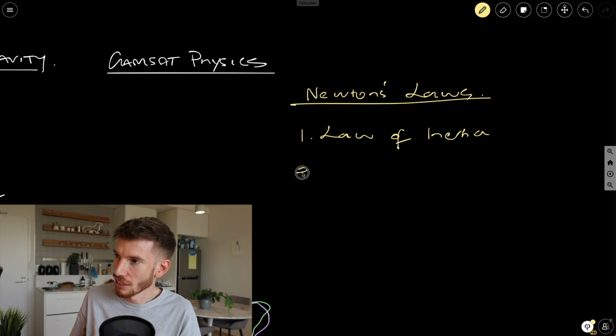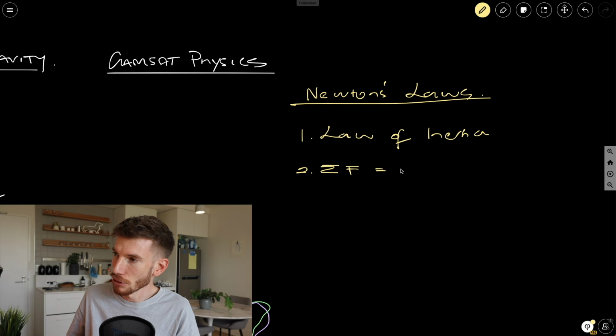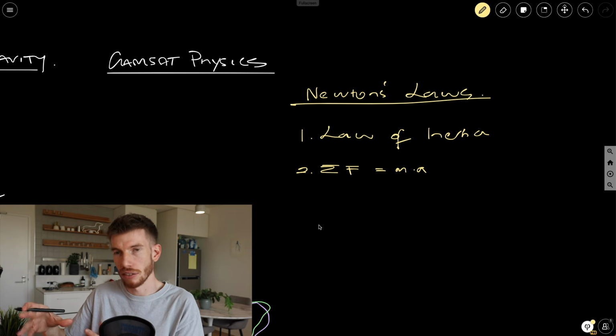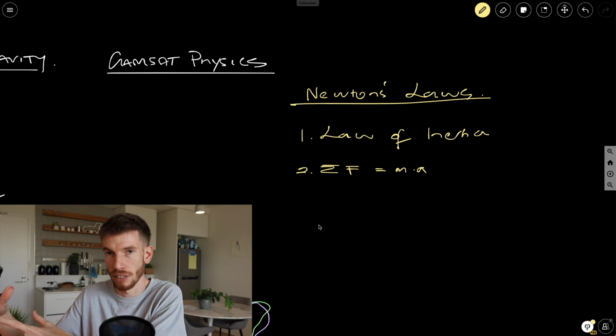The second one is then probably the one that we use the most. So this is the concept that a net force is equal to the mass of an object multiplied by its acceleration. And we can interpret this in two different ways. You can think of it as the force required to accelerate some object of some mass to an acceleration.